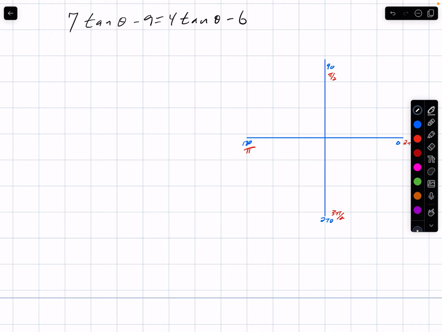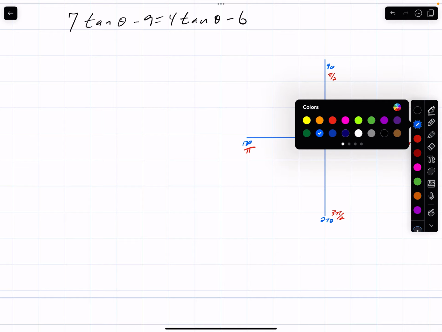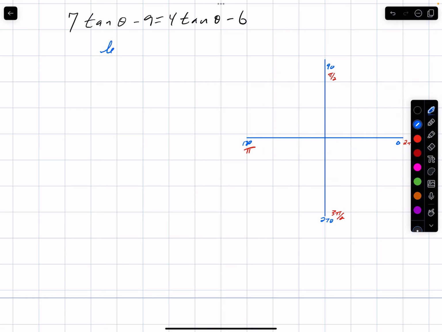Okay, so here we go. We're going to do a second example here. We're going to use a u substitution to make things a little bit easier. You don't need to, but just to get used to it, let's let u equal tangent theta. Right, so I can rewrite our equation as 7u minus 9 equals 4u minus 6. So it becomes a little bit easier to manipulate and move around.